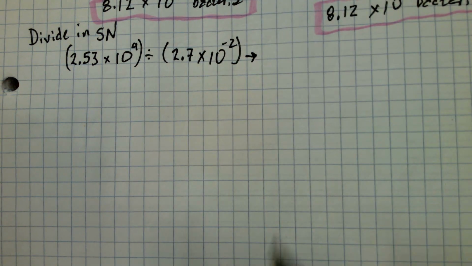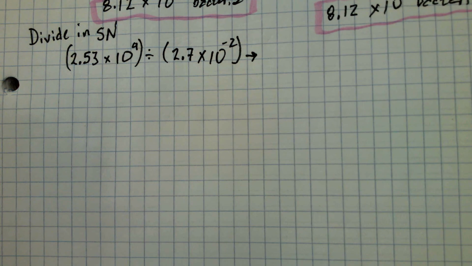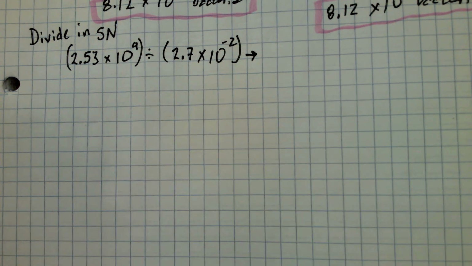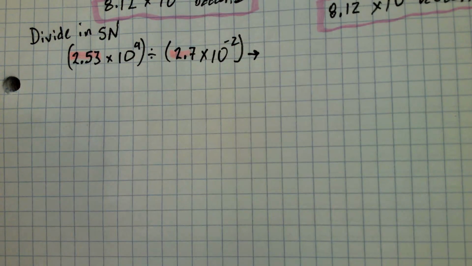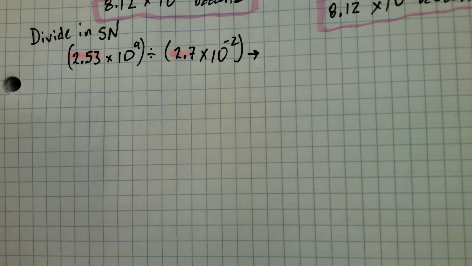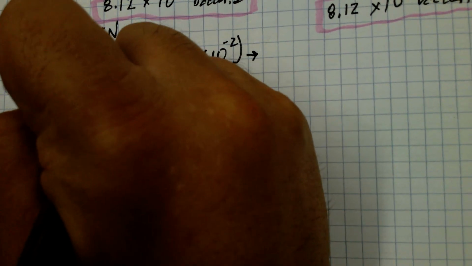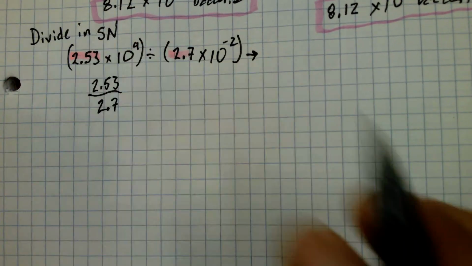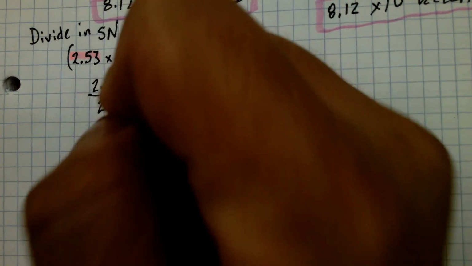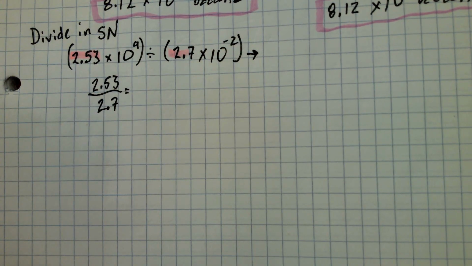So the first thing we're going to do is take our coefficients. If you're old timey like me, mantissa, but I like coefficient better. So we're going to take these and we're going to divide. 2.53 divided by 2.7.